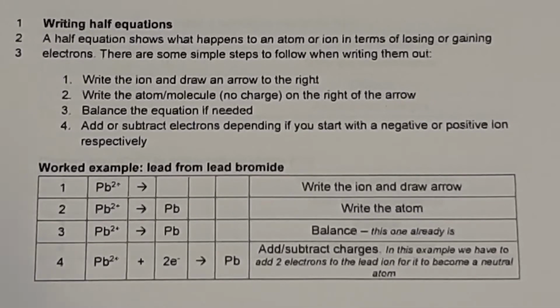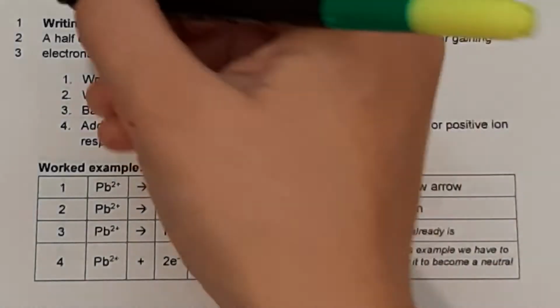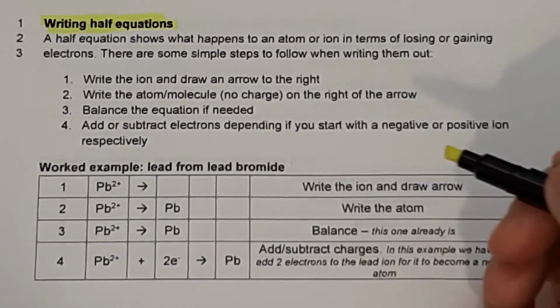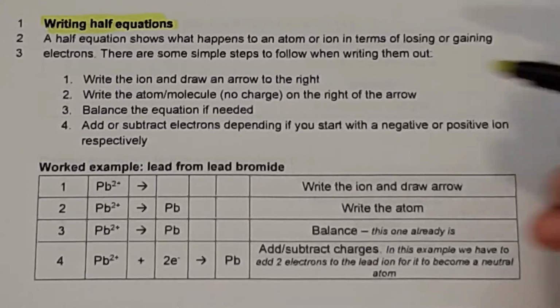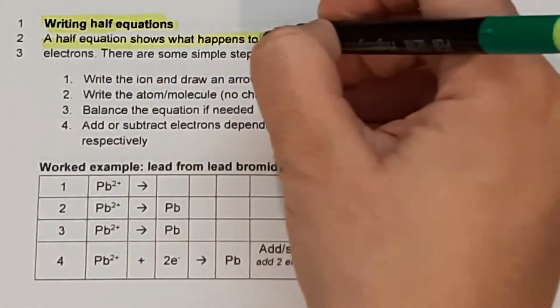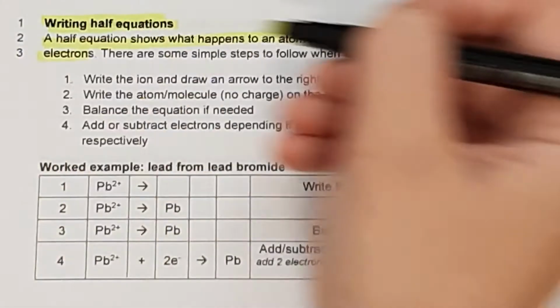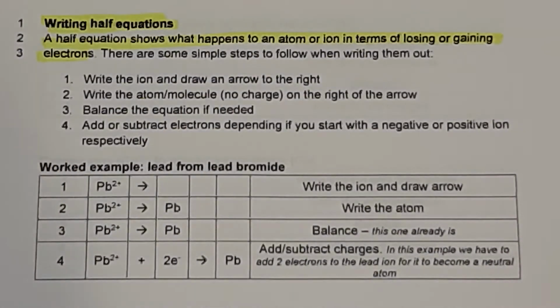So hopefully you have a better understanding from the video now. We're going to look more into writing half equations. And these are the equations that describe what is happening at both the anode and the cathode. So a half equation shows us what is happening to an atom or ion in terms of losing or gaining electrons. Okay, there are some very simple steps to follow.